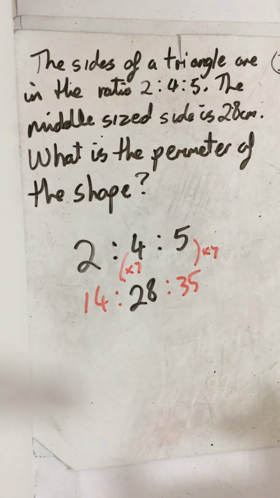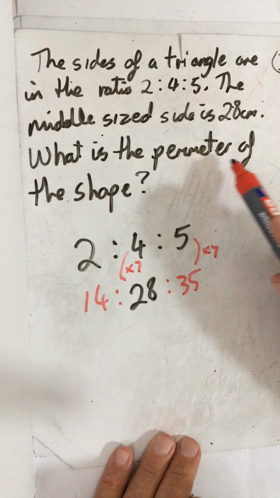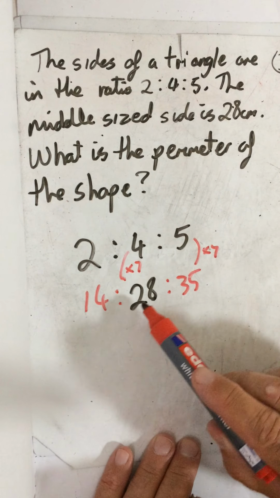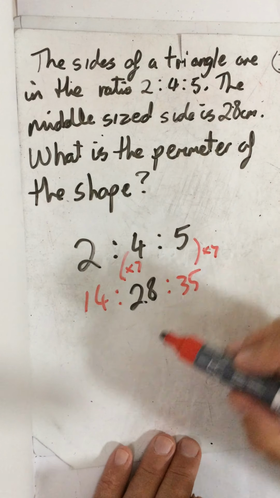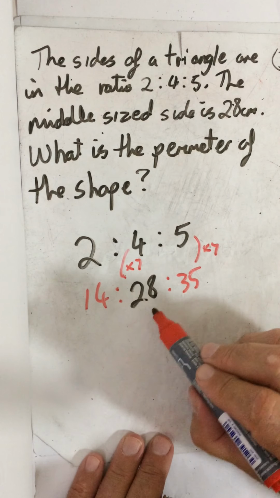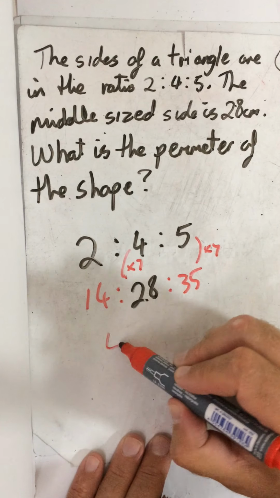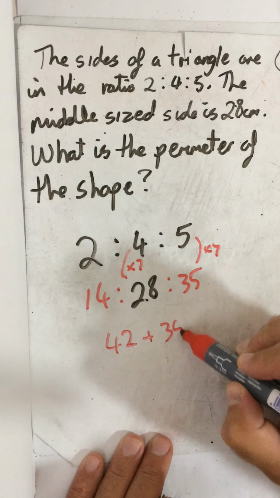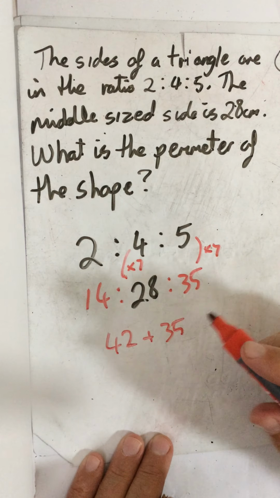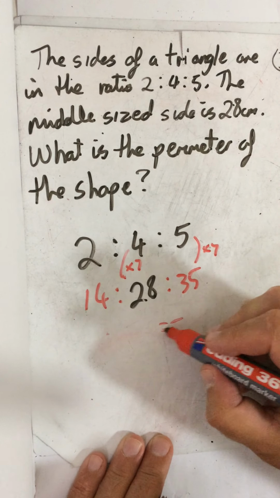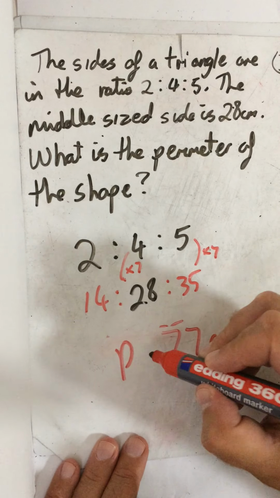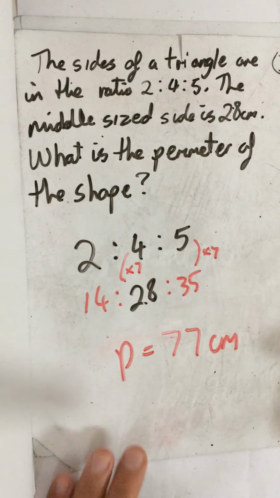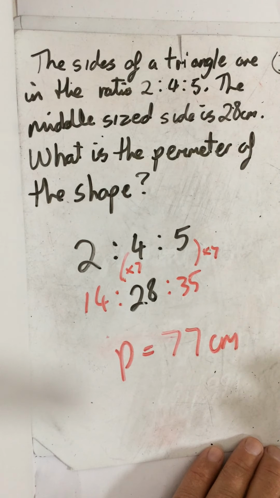Okay, that is not my answer. What is the perimeter of the shape? So these are the three different sides. To find out the perimeter, we add up all the sides, so we have to add these together, don't we? So 14 plus 28 is 42, 42 plus 35 is 77. So the answer would be 77 centimeters is the perimeter of the triangle. Okay, perimeter equals 77 centimeters. Hopefully that's correct.